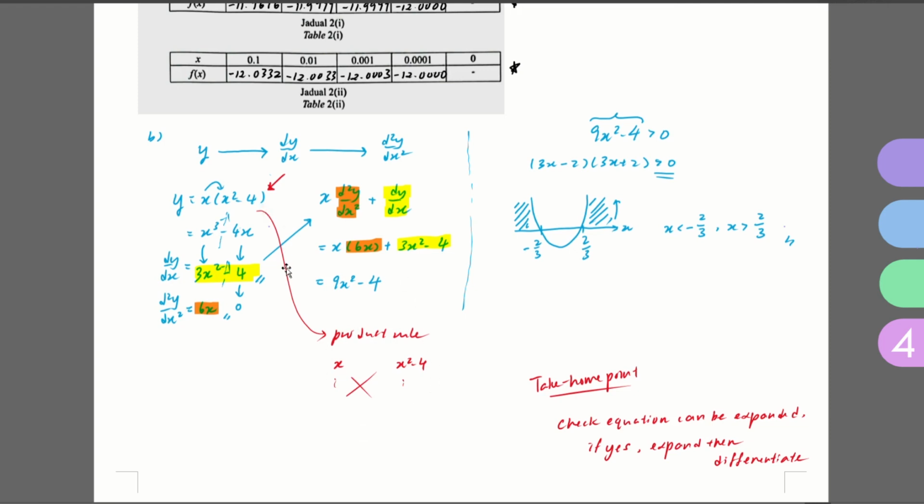So what I suggest is, since this equation is not difficult to expand, we can just multiply the x into it first, then only differentiate. So you can save time and also save your marks.